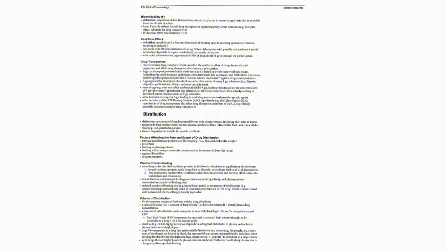Remember that VD is not an actual anatomical value. Instead, it's a theoretical value that helps us understand where the drug resides after administration. In some cases, VD may greatly exceed total body water because drugs accumulate extensively within tissues. For reference, total body water in a typical 70 kilogram adult is approximately 40 liters.